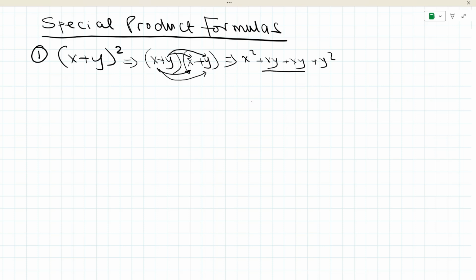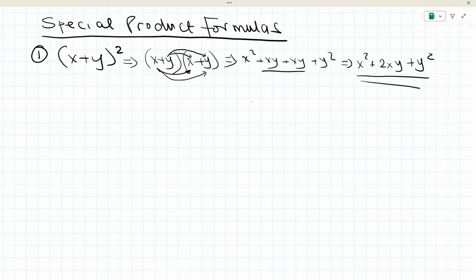So since these two are the same, we finally have x squared plus 2xy plus y squared. And this will be our final answer.